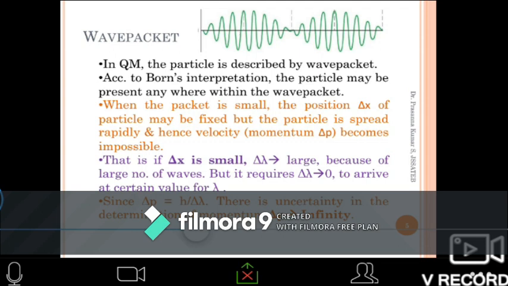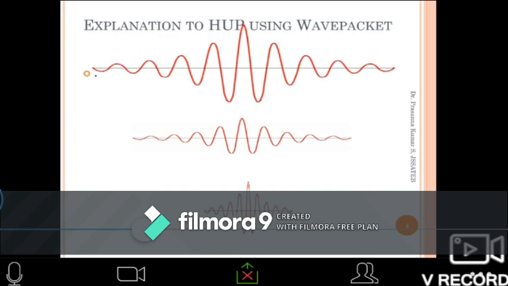Now, if you are able to measure the momentum of the particle, if the wave packet is large, if delta x is large enough, then the waves are defined clearly. Then momentum becomes easy to measure because it gives you the velocity. So the momentum becomes easier and delta x becomes large. So delta x is large. It means the probability of finding the particle within the wave packet has decreased because of its delta x value.